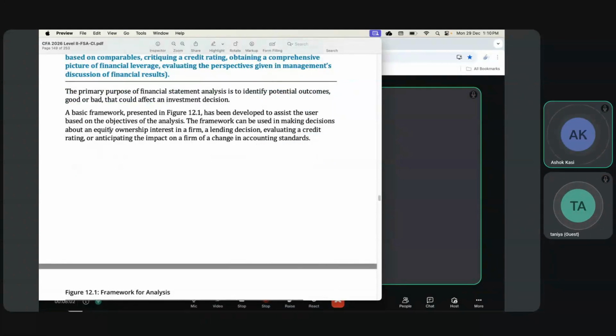And why are we doing it? To know about equity ownership interest, lending decisions, evaluating credit ratings. So all these are the reasons. The framework can be used in making decisions about all these things.